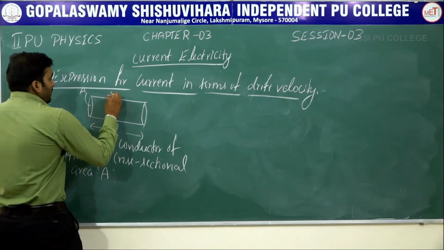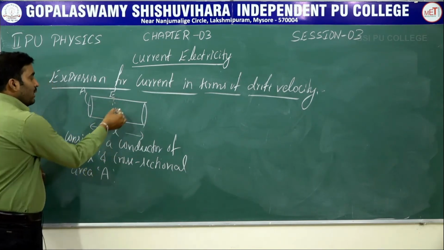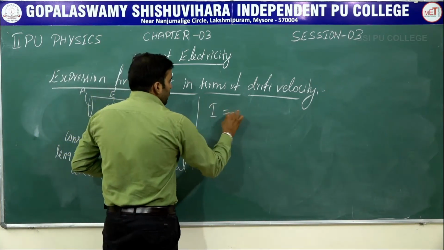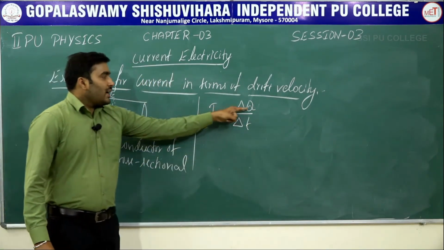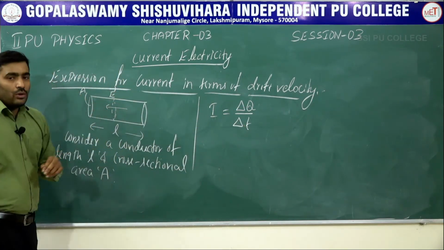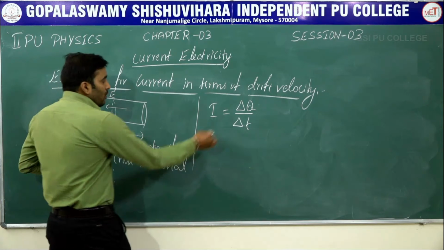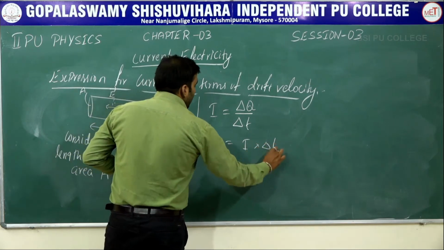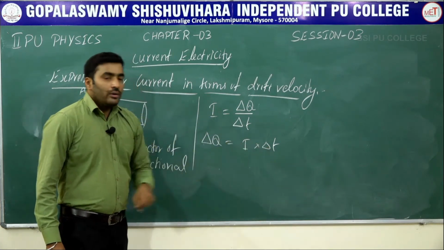When an electric field is applied, we know that the charges in a conductor will be drifted towards the positive end. So, we know the expression for current as delta Q by delta T, the total charge divided by the time through which they are crossing the cross-sectional area. This is the definition of electric current. Now, we can write this equation as delta Q is equal to I into delta T. I am rearranging the equation.